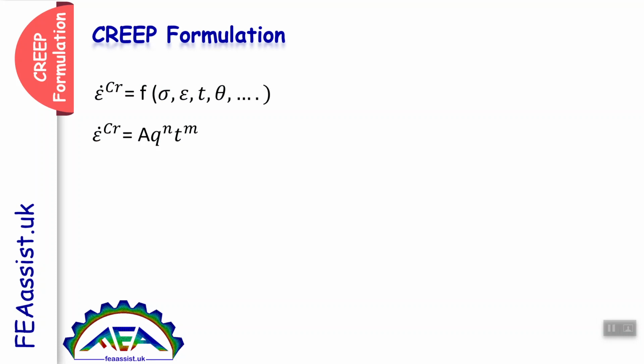Another form of creep function is the power law function, in which the creep strain rate is a function of creep strain and deviatoric stress. Some of the parameters are here. By entering these parameters into Abaqus, you can again predict the behavior.